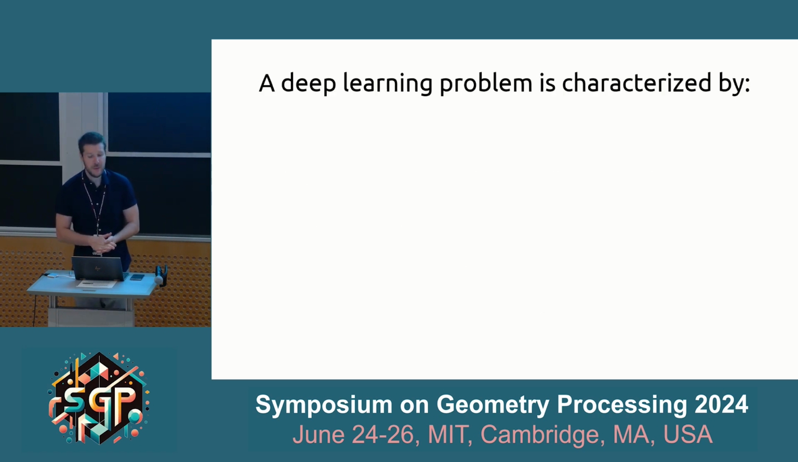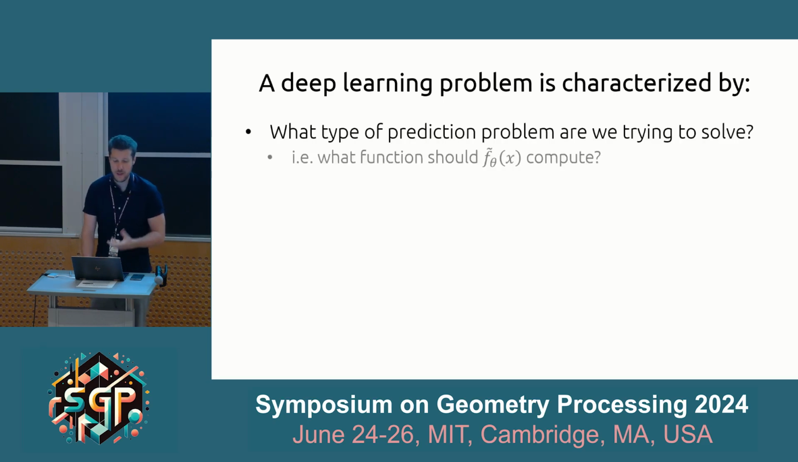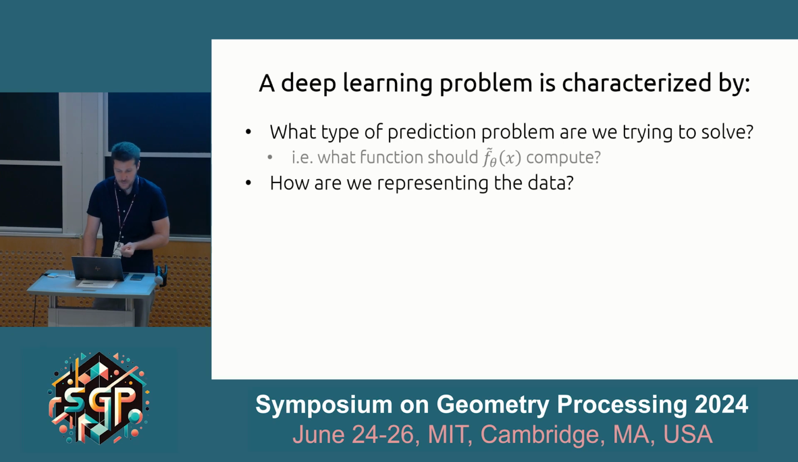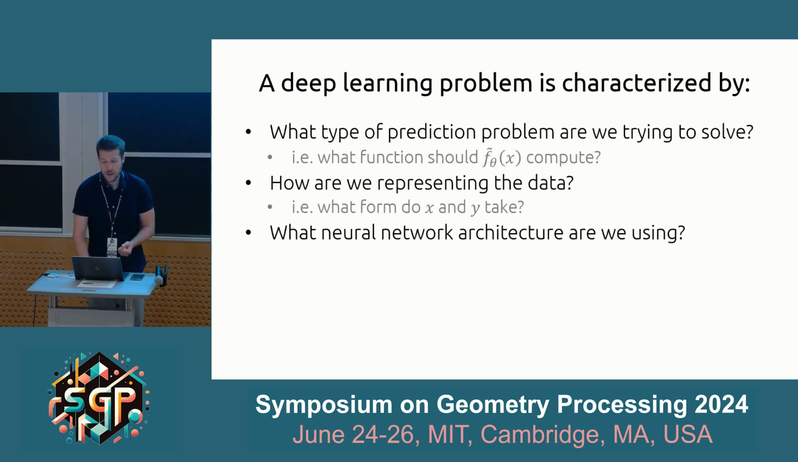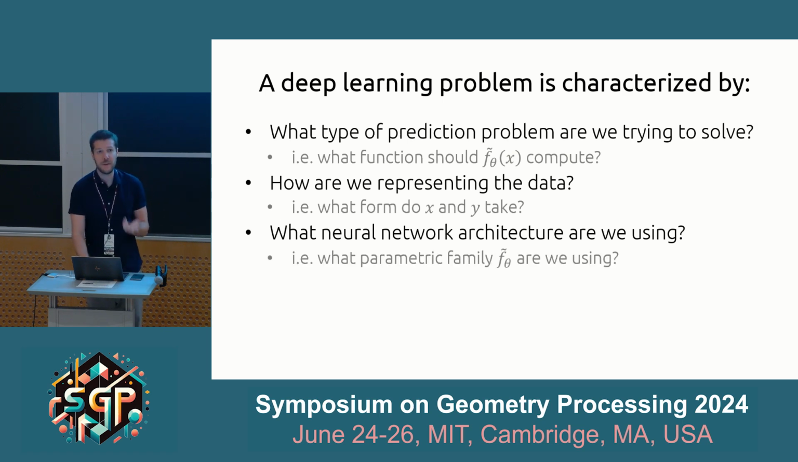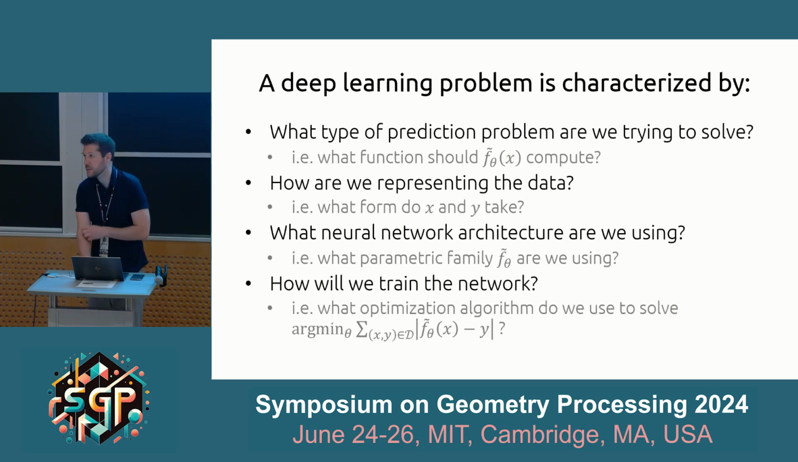Most problems in deep learning, you can characterize by the answers to a few different questions. What type of prediction problem are we trying to solve? Basically, I'm going to relate all this to that framework I just gave before. So what is the function that f of x is trying to compute? How are we representing the data? So what form do the x's and y's take? What neural network architecture are we using, which really just means what parametric family of f thetas are we using? And then finally, how are we going to train the network? Training just meaning what is the optimization algorithm that we use to solve this particular optimization problem that I posed before.